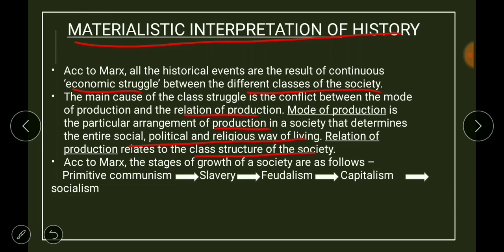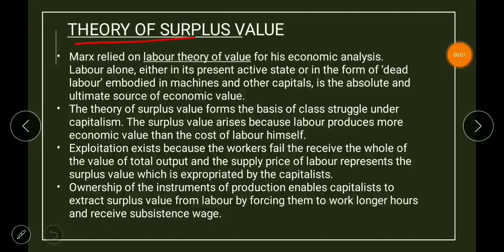According to Marx, the stages of growth that a society follows are firstly primitive communism, followed by slavery, followed by feudalism, then capitalism, and ultimately socialism. The theory of surplus value forms the basis of the Marxian analysis. Marx relied on the labor theory of value for his economic analysis.